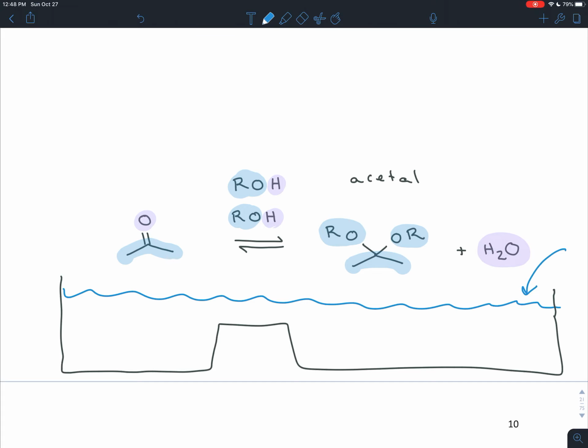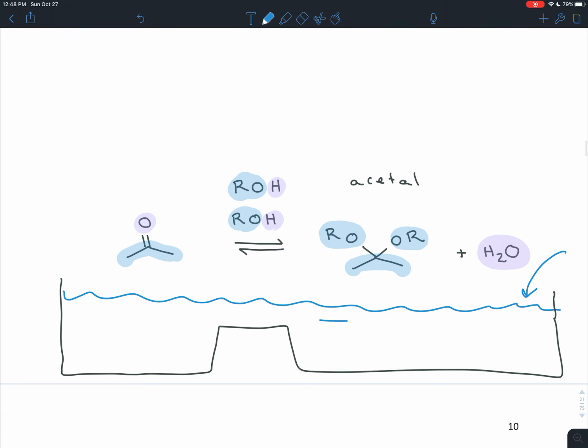Imagine pouring water to the right side of this water tank. The water would ultimately flow to the left side. Equilibrium would shift to minimize that change. You wouldn't just have a big chunk of water there. The equilibrium would shift. It would move to the left to minimize the amount of water that goes up there. It would minimize that change. So, if we add water, then we will break apart our acetal and will form our aldehyde or ketone.